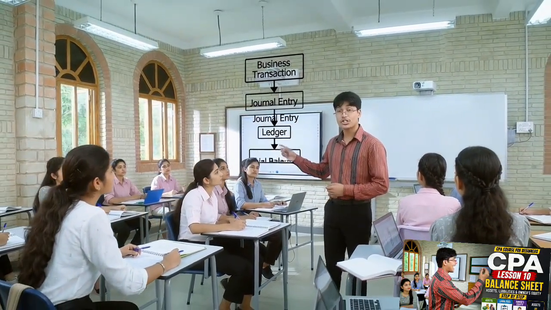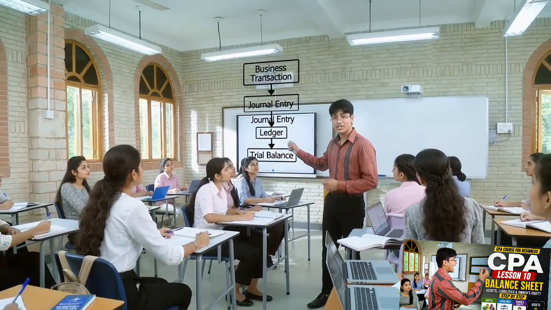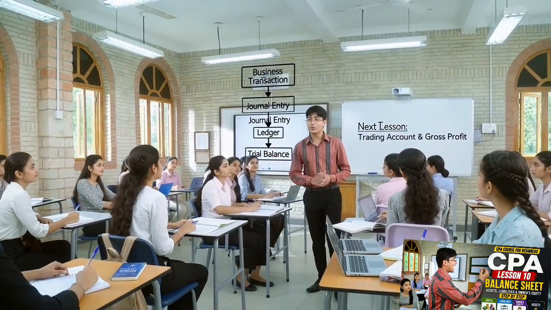Let's summarize the complete accounting cycle. It begins with a business transaction, which is recorded in a journal entry. This is then posted to the ledger and a trial balance is prepared. In our next lesson, we will prepare the trading account.